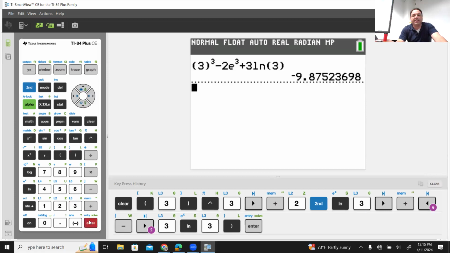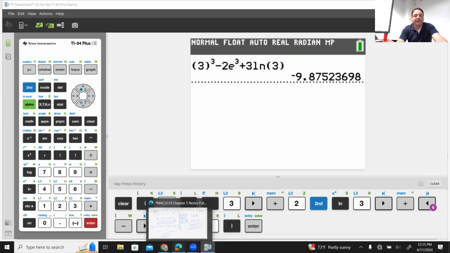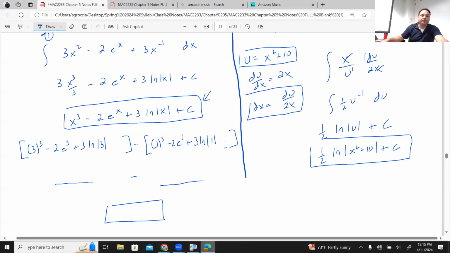And you will get on that side negative 9.88. So that is negative 9.88. It's always minus.